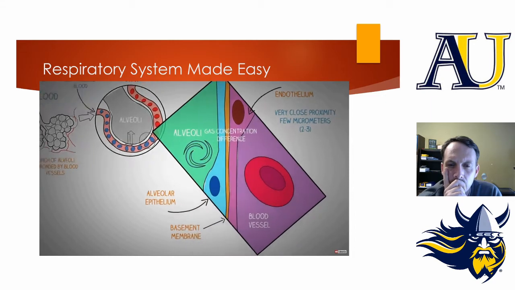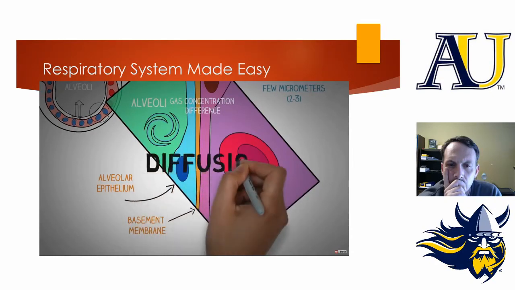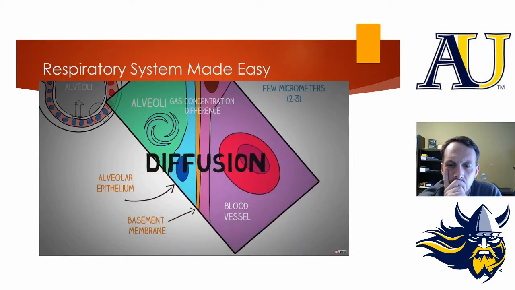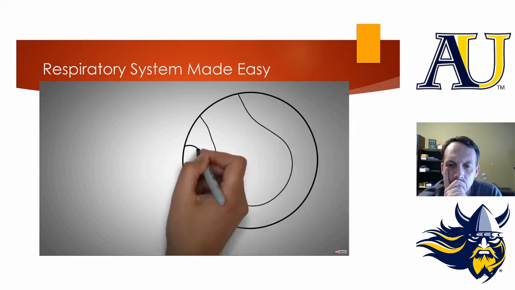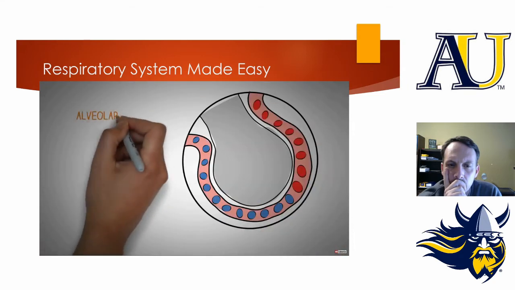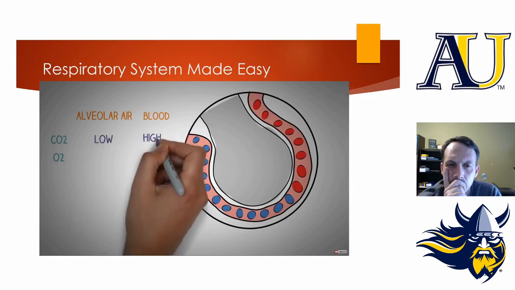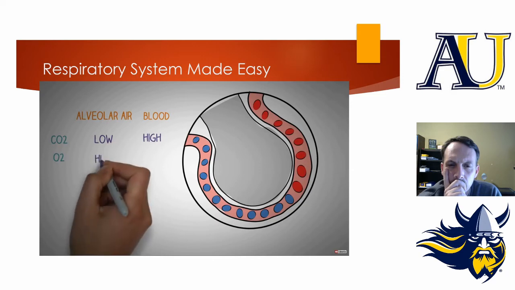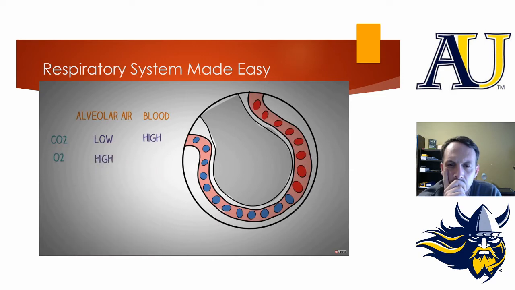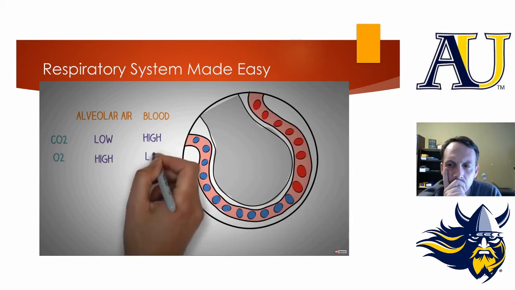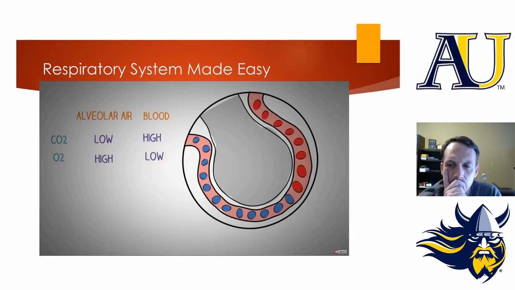Here comes the role of difference in the concentration of gases on either side. Most of you know that diffusion occurs due to the difference in concentration of a substance on either side. So if we take a look at the concentration difference of carbon dioxide and oxygen between the alveolar air and the blood, we can see that the alveolar air has a low concentration of carbon dioxide as compared to the blood, which has a higher concentration, whereas the opposite is true in case of oxygen, where a high concentration of oxygen is present in alveolar air as compared to a low concentration of oxygen in the blood.